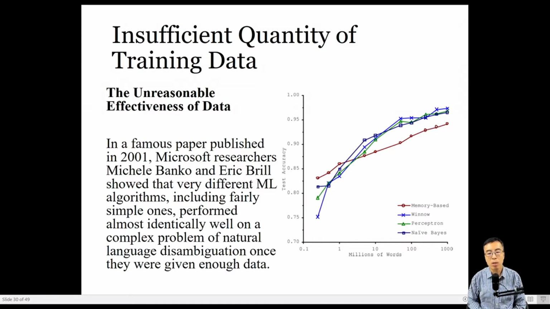So with little data, there's a huge discrepancy between the models, and even the most sophisticated model may not perform very well. But if we give enough data, even a simpler model can achieve state-of-the-art performance. This really showcases that the quantity of data is very important when training machine learning models.